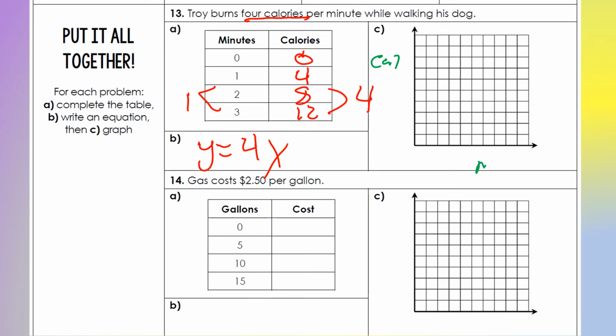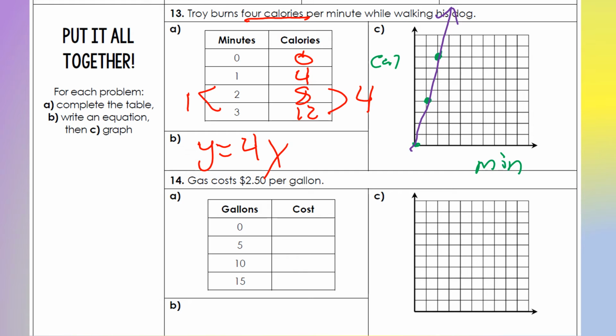and minutes here. Start at 0, 0. Then we've got at minute 1, we are burning 4 calories. 1, 2, 3, 4. At minute 2, we are burning 8 calories. 5, 6, 7, 8. And at minute 3, we are off the chart. So let's go ahead and connect these together. Next one, do the same thing.